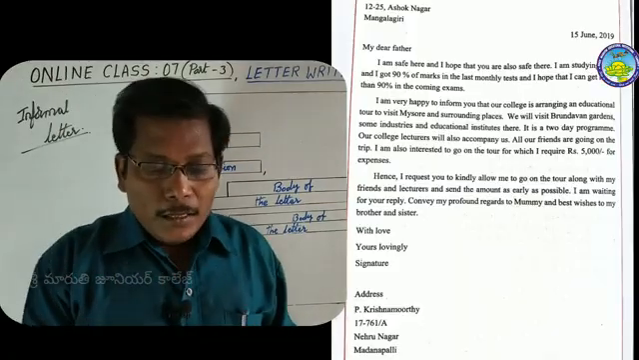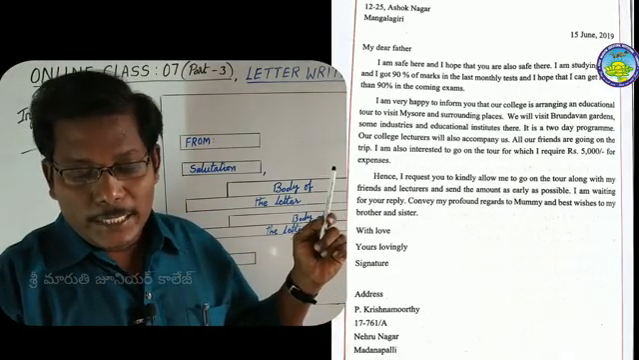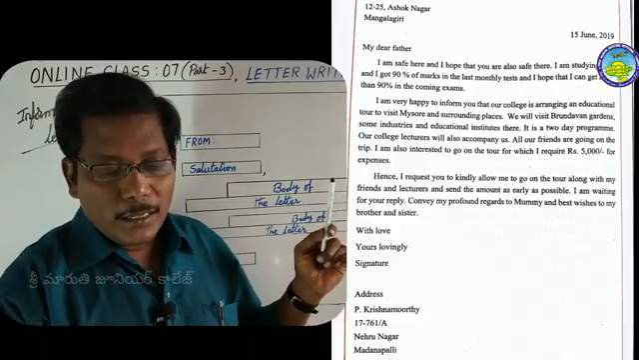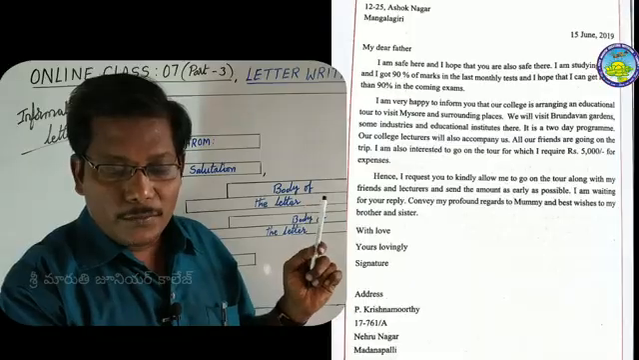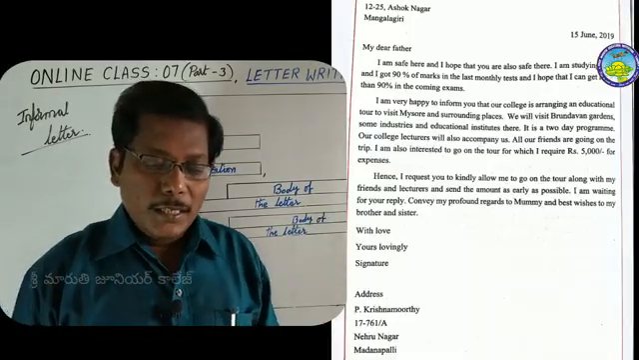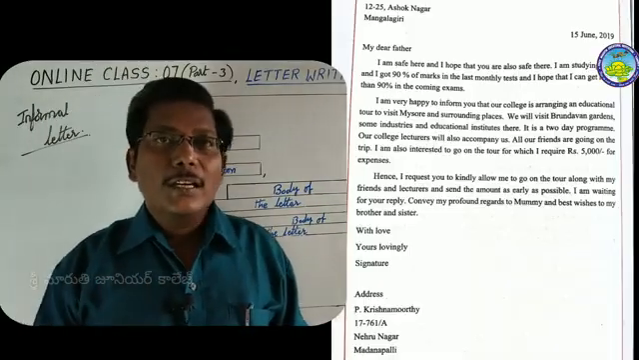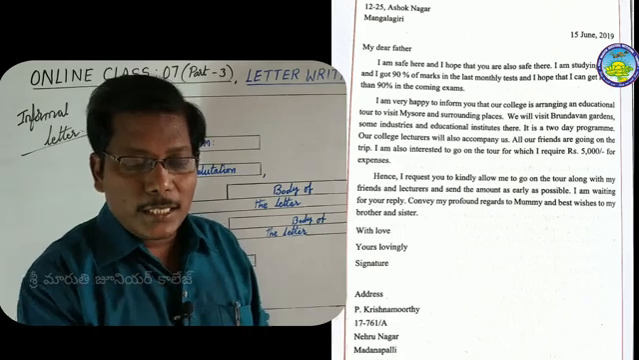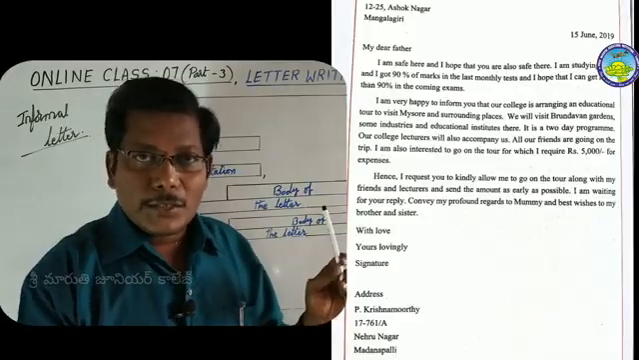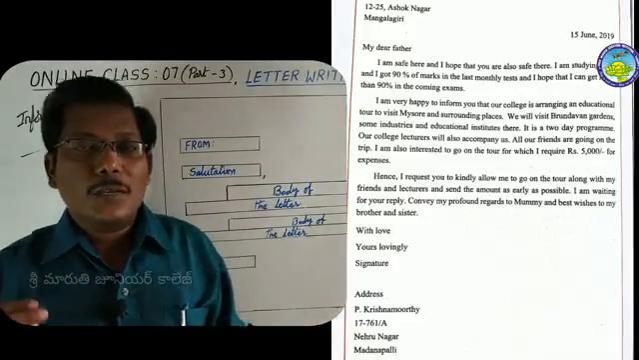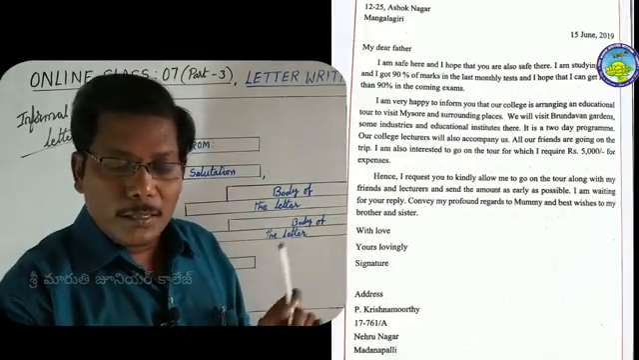Now you see, on the left side corner there should be the date, 15 June 2019, and here the from address is written: 12-25 Ashok Nagar, Mangalagiri. Actually the name is not written here. In our board examinations we should not write the name. That's why the name is deleted here. Actually there should be a name, and after the name there should be the door number, street and so on. So in our board examinations don't write your name. You just write like this: door number, Ashok Nagar, Mangalagiri.